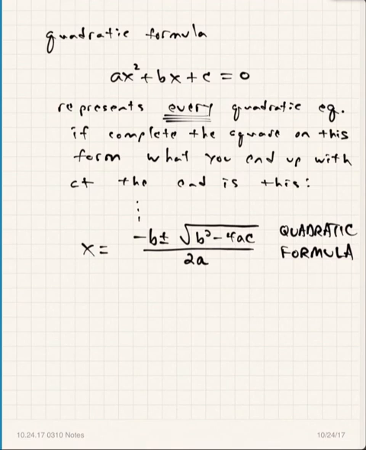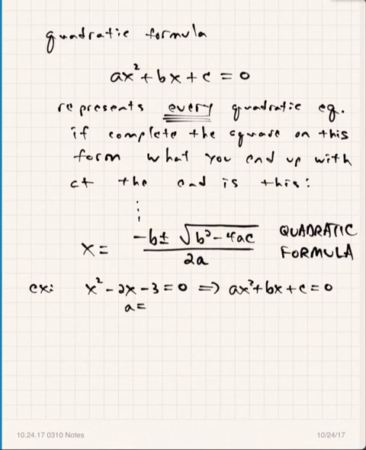Right? So this is the only example I'm going to work right now, and on the next lecture we're going to look at this in more detail. If you have x squared minus 2x minus 3 equals 0, you compare that to the form ax squared plus bx plus c equals 0, and we see that a, the number in front of the x squared, would be 1, b, the number in front of the x, would be negative 2, and c, the constant, would be negative 3.